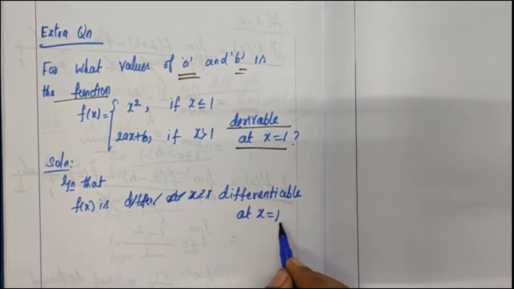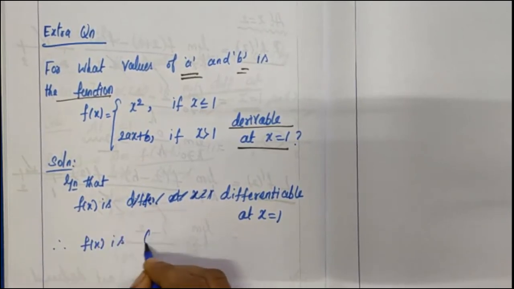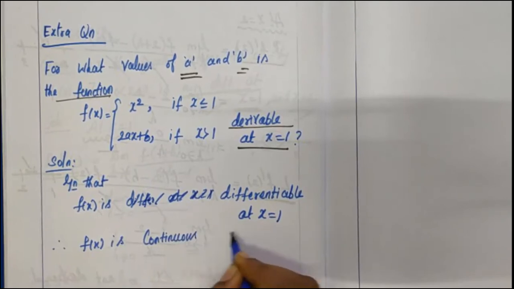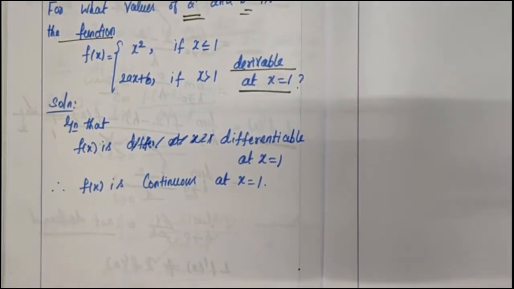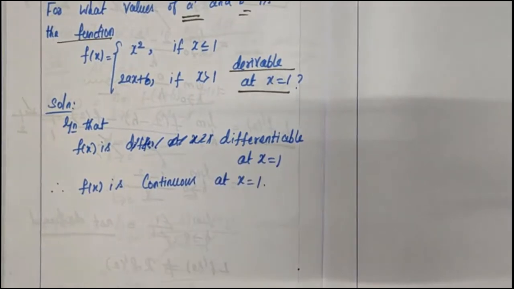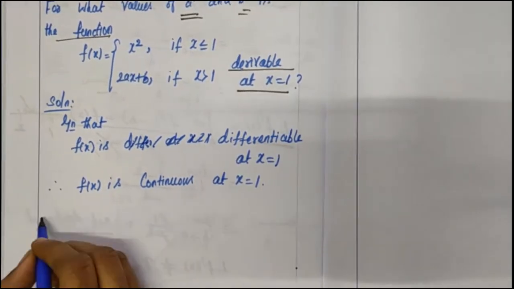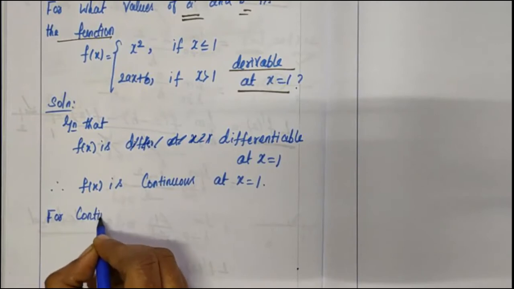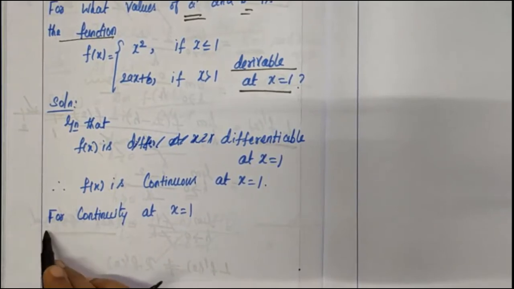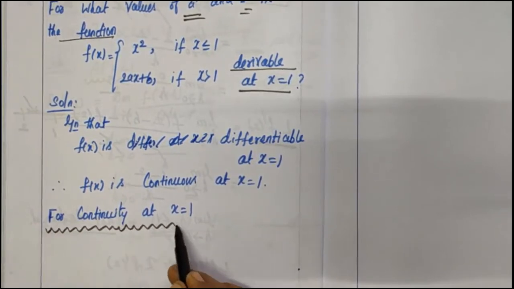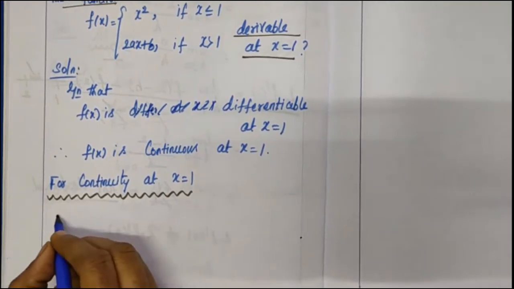So இப்படி கொடுத்திருக்கிறதுனால நம்ம என்ன சொல்லலாம்னா, therefore f of x is continuous at x is equal to 1. So continuous result use பண்ண போறோம் and differential result use பண்ண போறோம். So first continuityங்கிற concept use பண்ணிக்கலாம். For continuity at x is equal to 1, you know the result. Left hand limit is equal to right hand limit is equal to f of 1. That is the result.